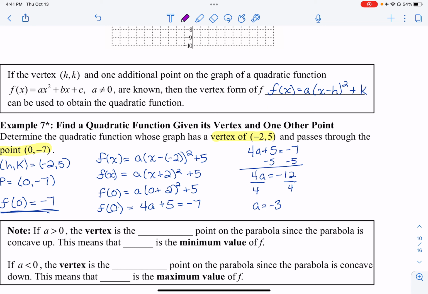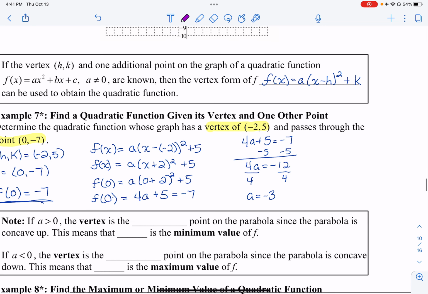So we can substitute that back in, and we can say f(x) = −3(x + 2)² + 5, because minus a −2 is plus 2. We could leave it like that if we want the function in vertex form.